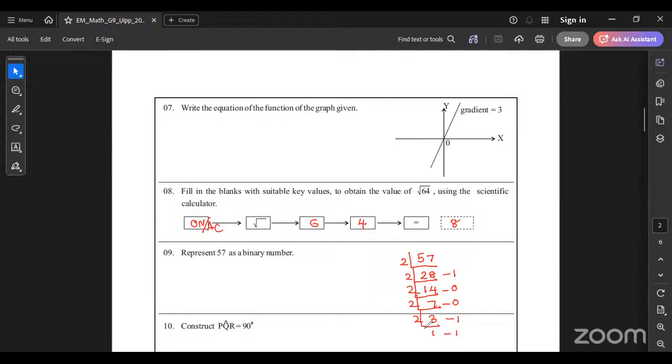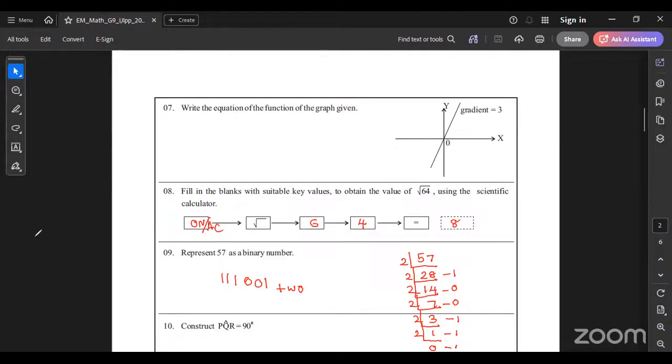Then 1, 1, 1, 0, 0, 1. If you divide by 2, it's 0 and 1 remains. That is also fine. Triple 1 in front, double 0 after, and 1. You must mention the base. Understood? Have you understood? Yes, sir. Good.